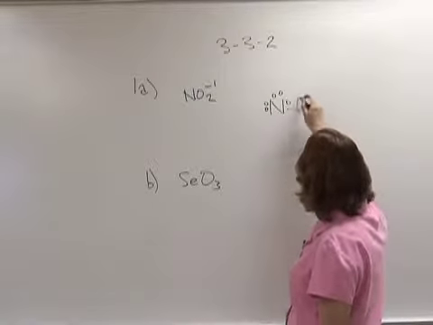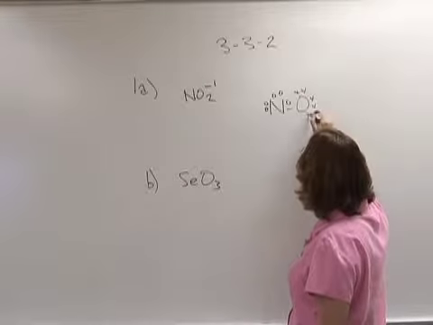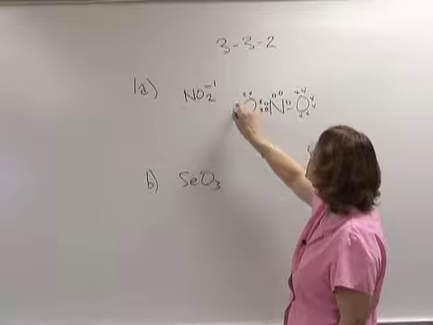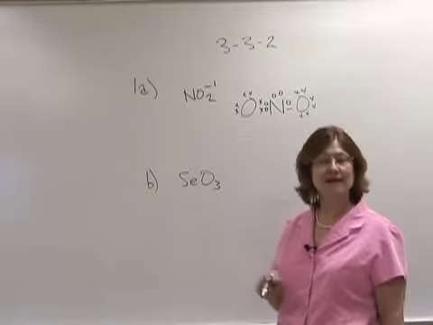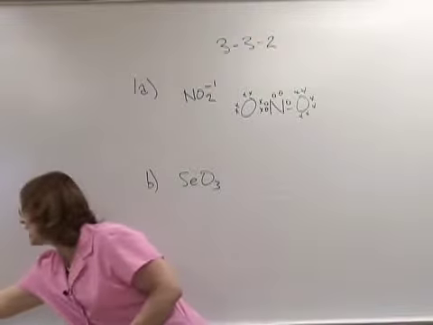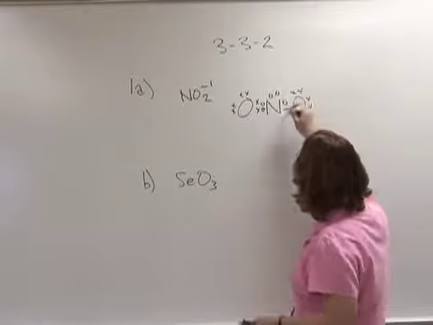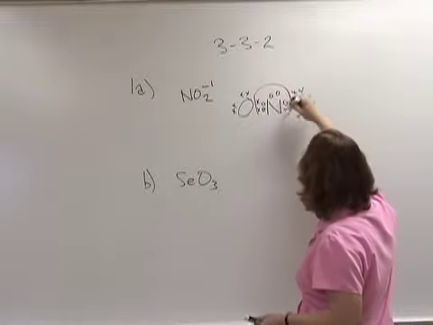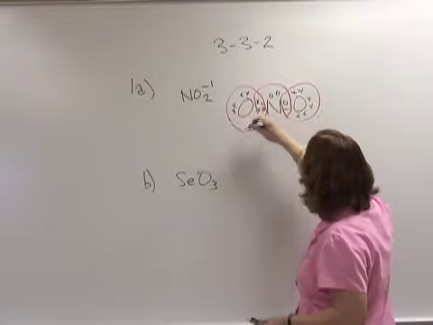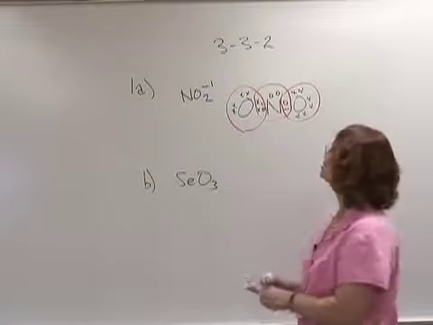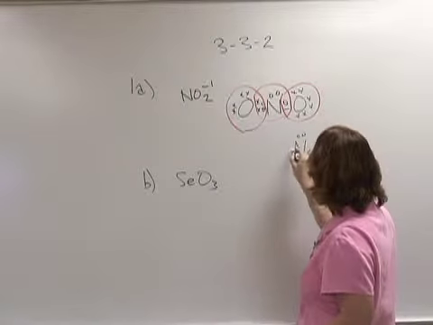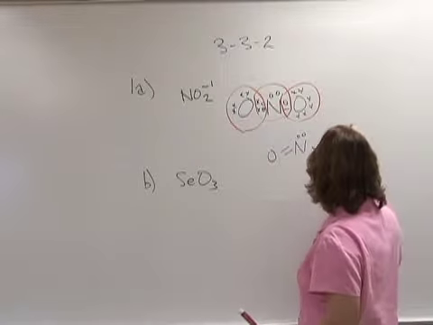And I'm going to add my oxygen here, and oxygen has 6 electrons, and this oxygen has 6 electrons. In order for the nitrogen to get an octet, I needed to have one double bond. Therefore, now I have 8 electrons around my nitrogen and 8 around my 2 oxygens. When I draw it as a line structure, I see very clearly that I have a lone pair and 2 bond pairs.